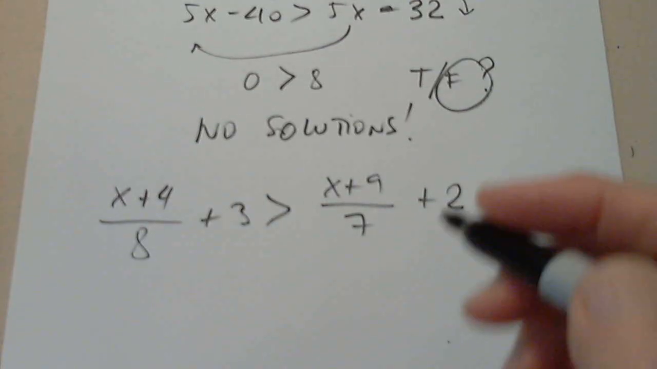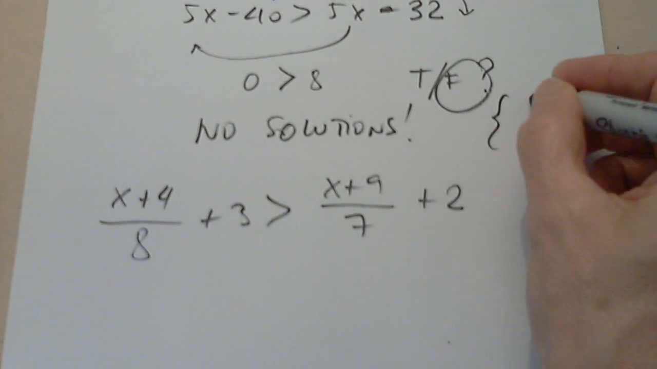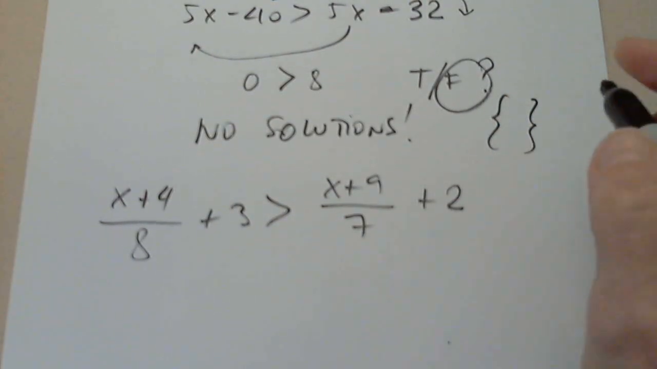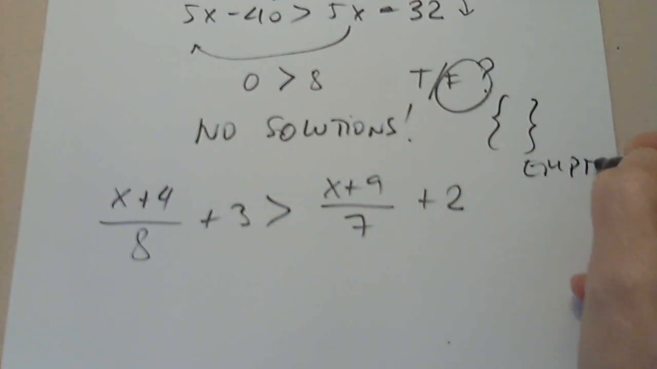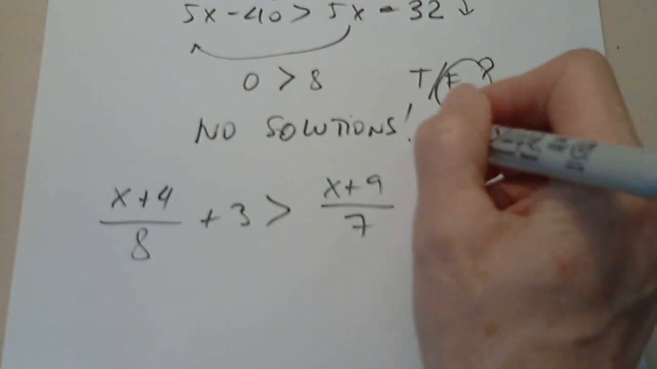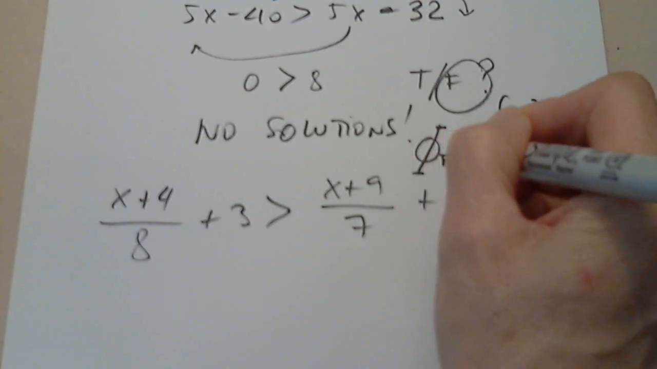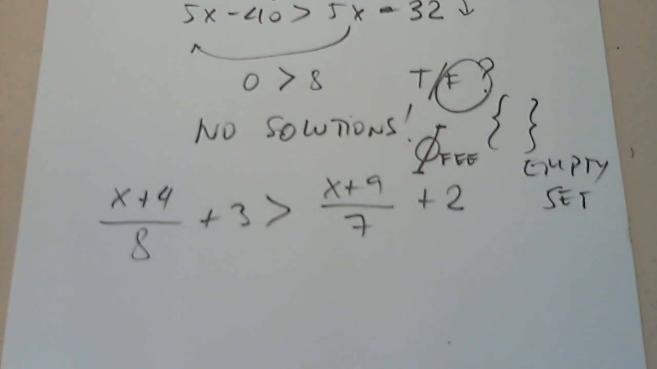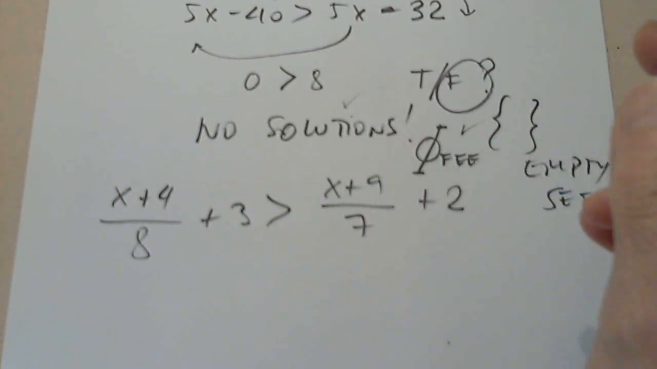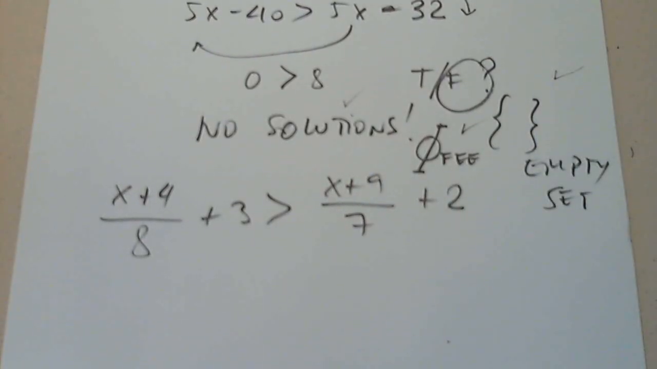Now, no solutions, if you remember, that's another way of writing no solutions. Empty set, or the Greek letter phi. This is okay, the Greek letter phi is okay, and the empty set is okay. All three are correct.